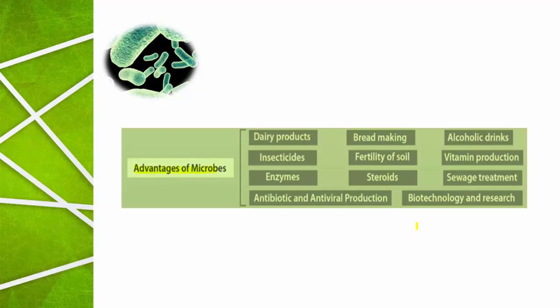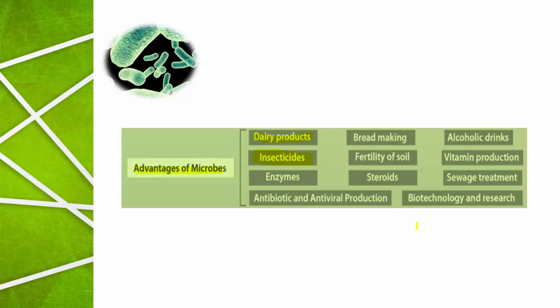Again, some terms are common here. Microorganisms are used in the production of dairy products, to produce the curd, to produce the cheese. Some microorganisms are used as insecticides. What is the meaning of insecticide? Any chemical, if it is used to kill insects, is called an insecticide.